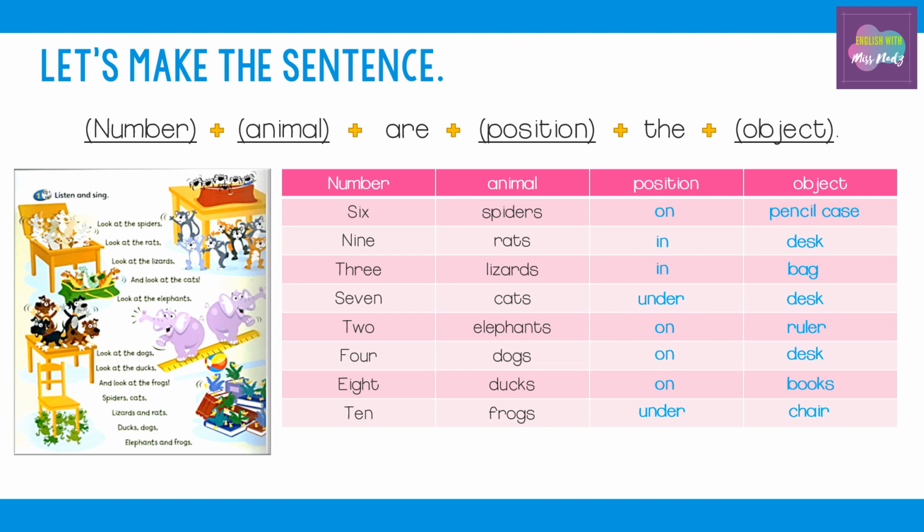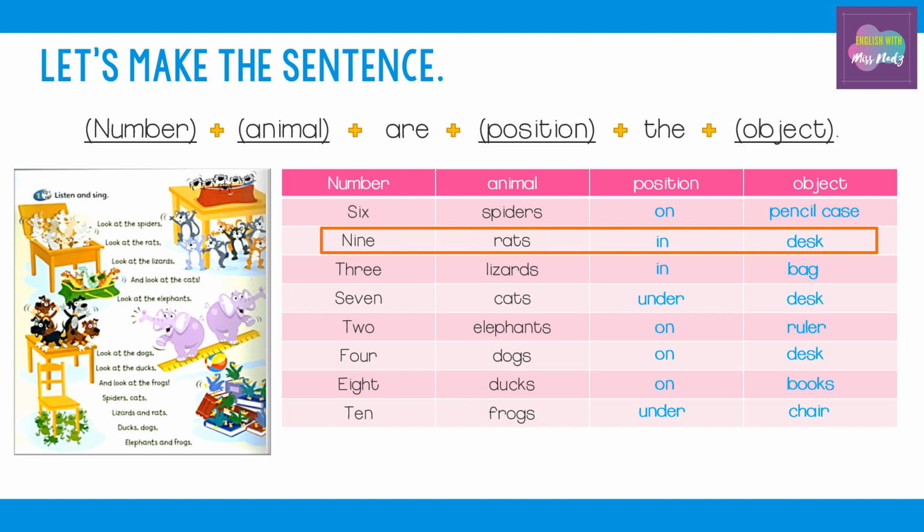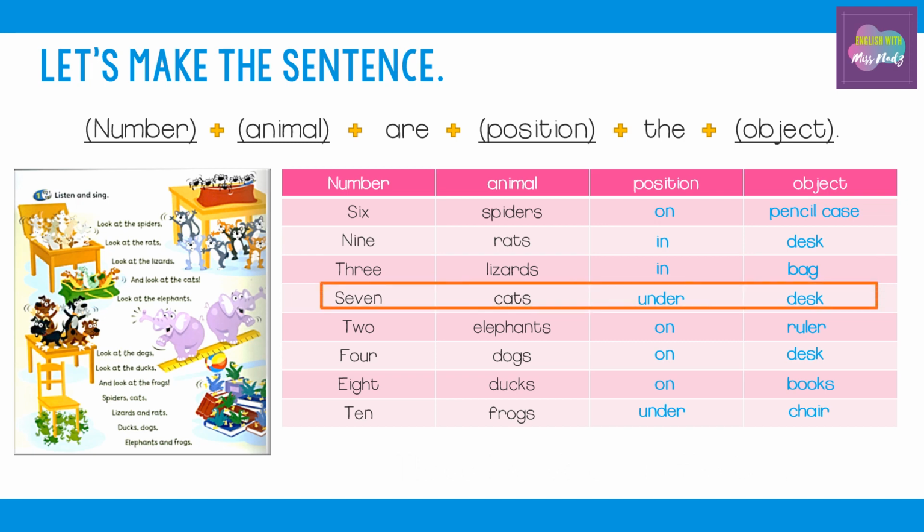Now let's start making the sentences using the formula given. 6 spiders on pencil case. 6 spiders are on the pencil case. 9 rats in desk. 9 rats are in the desk. 3 lizards in bag. 3 lizards are in the bag. 7 cats under desk. 7 cats are under the desk.